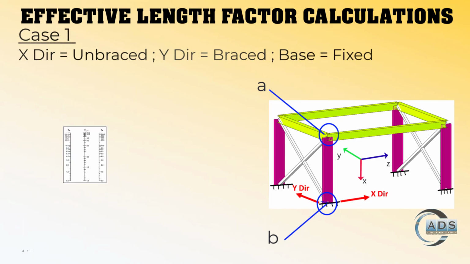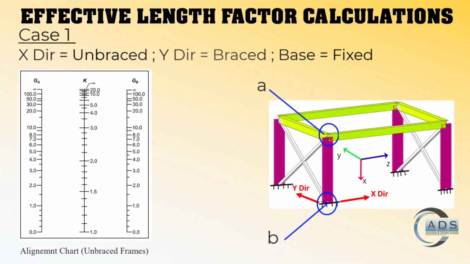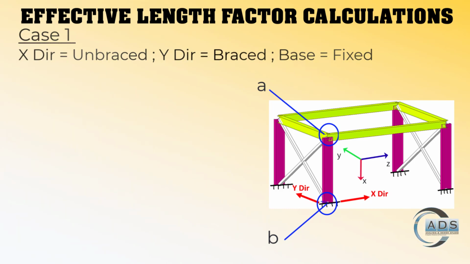Now let's go to the alignment chart. Since this frame is unbraced, we have to look into the alignment chart for unbraced frames. Mark GA and GB on the corresponding scale and join the points by a line. The intersecting K value is 1.5, hence KY is 1.5. Now let's find out KZ.